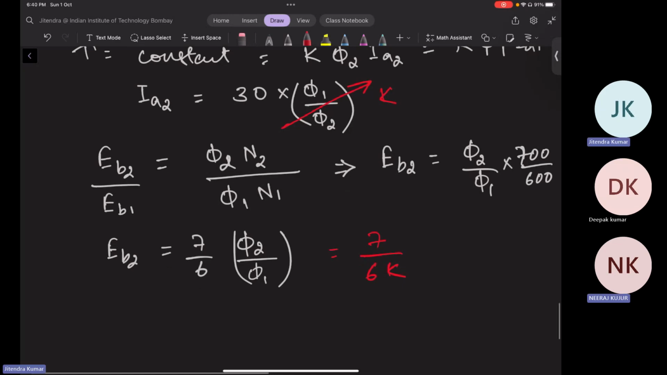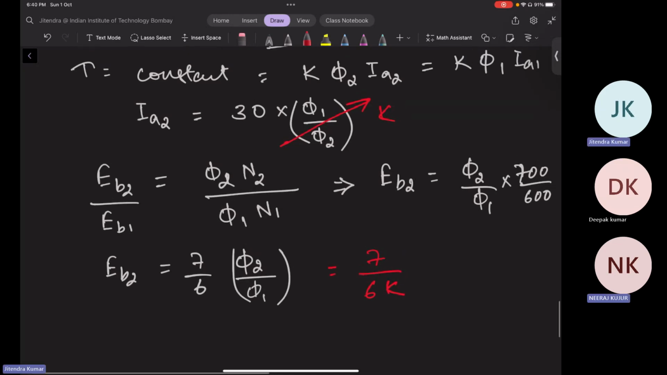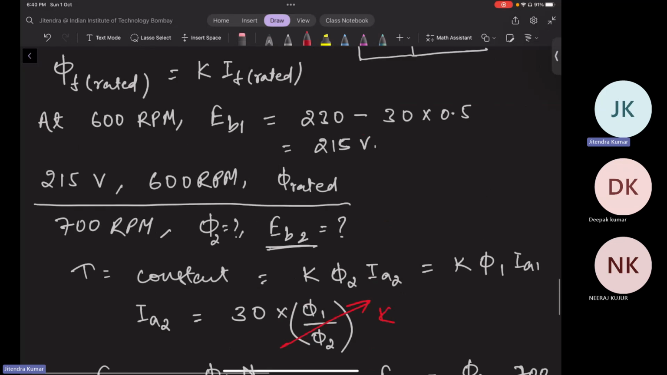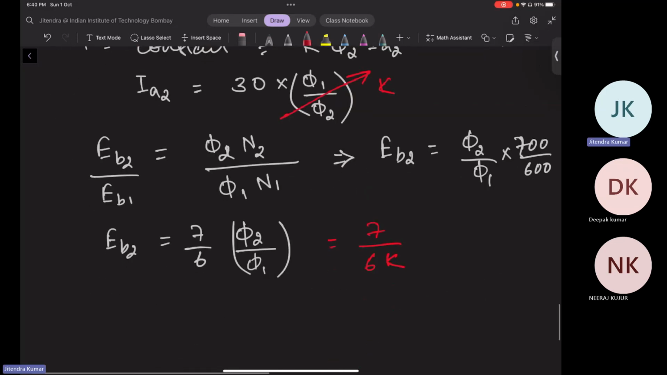Sir, where is the EB1 term? Okay, EB1 term I think I have left. So EB1 was how much? 215. Yes, thanks for reminding. EB1 was 215. So EB2 is 215 into 7 divided by 6. So it is 250.83.